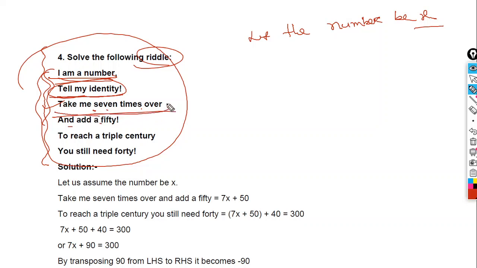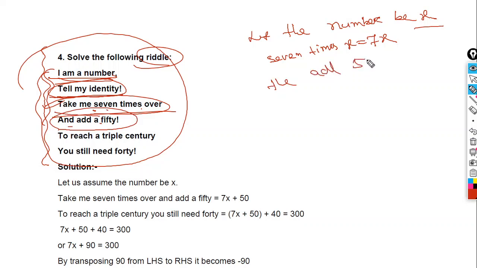Take me 7 times over. That means 7 times x. 7 times x equals what? 7x. Then add 50. So it becomes 7x plus 50.